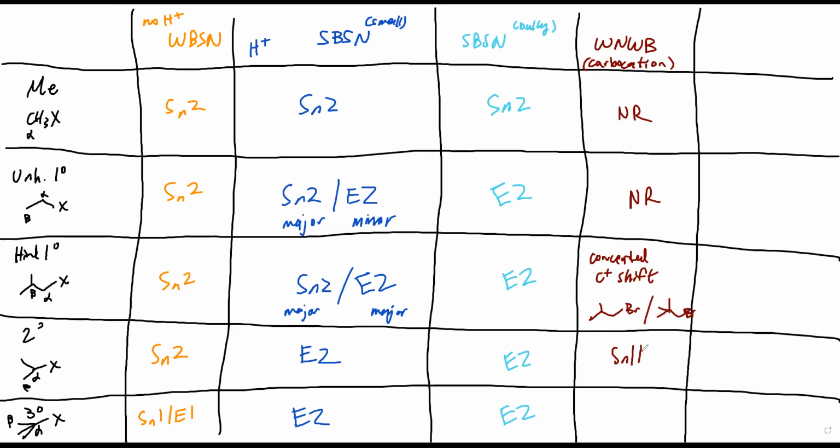For secondary, you just have to look out for the carbocation shift. And for tertiary, it'll just do SN1 E1. You don't really see carbocation shifts or SN1 E1 on tertiary substrates, but there is an example that I can think of. You'll just never learn it in this class.